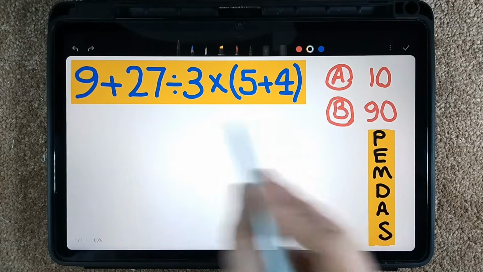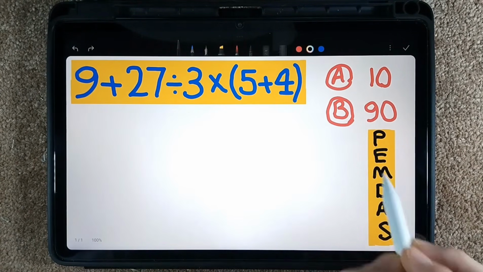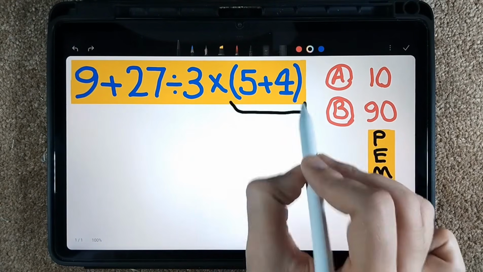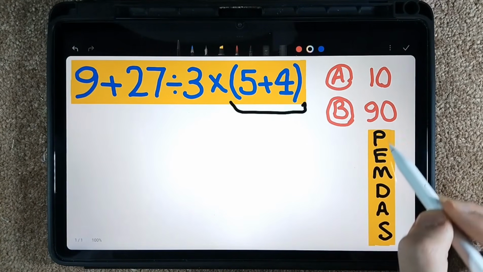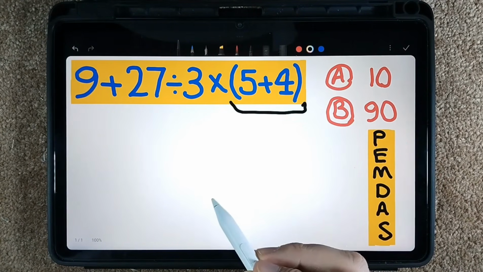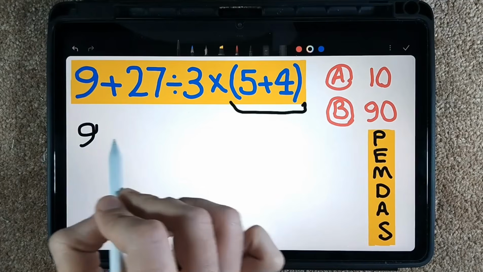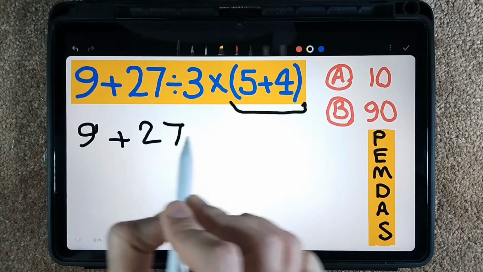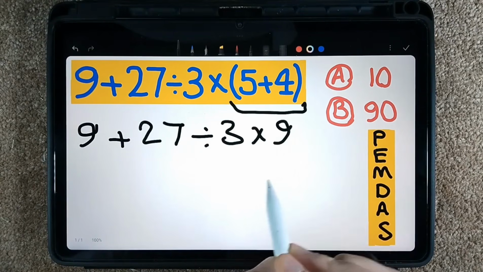To solve such a problem, we need to use a well-known rule that is called PEMDAS. According to this rule, first we go for the parentheses, because P or parentheses have the highest priority than the other operations. So, instead of this expression, we can write 9 plus 27 divided by 3 multiplied by 9.